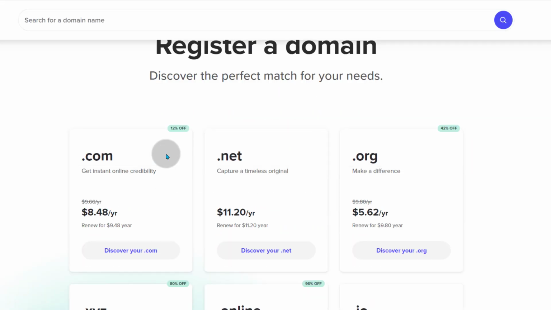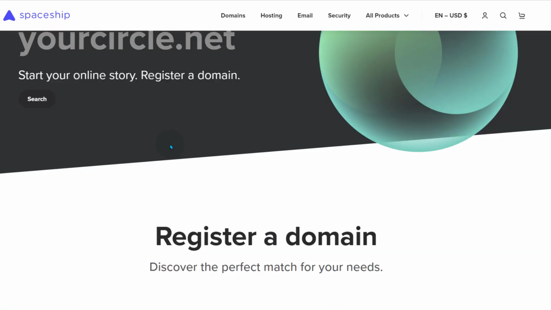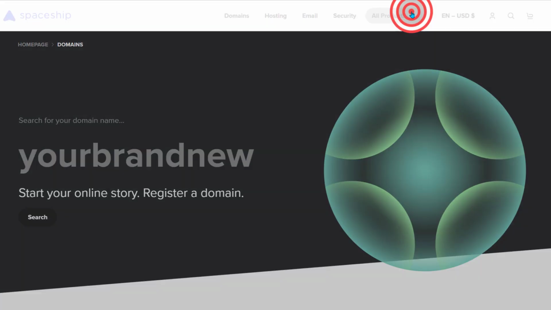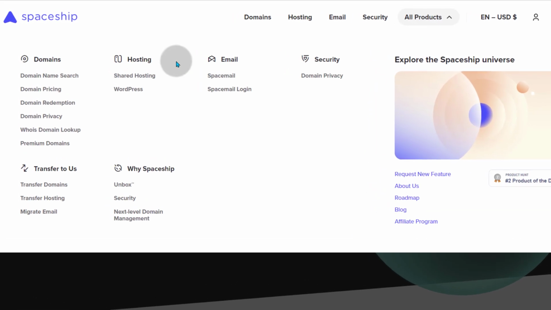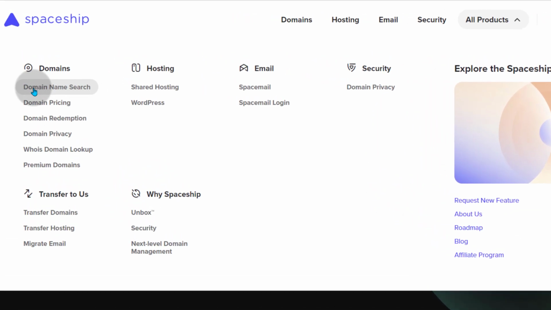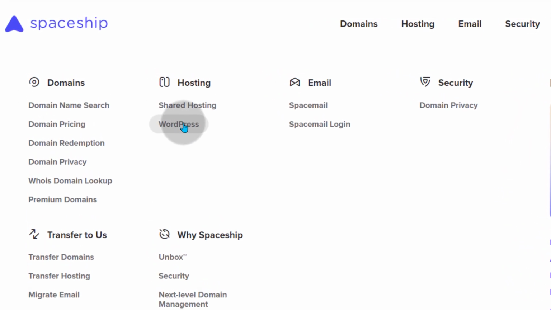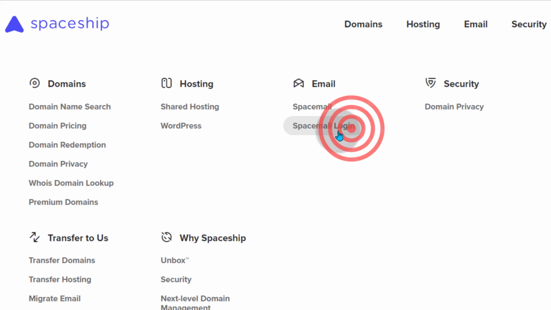So you can register domains, migrate domains, and so on. And hosting as well, shared hosting. So let's click here on all products to see what they offer. So I can see they have domain, anything to do with domains there, shared hosting, WordPress hosting, mail hosting. So let's look at the prices for shared hosting.